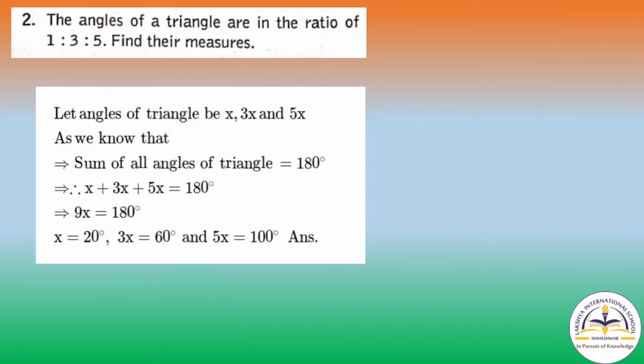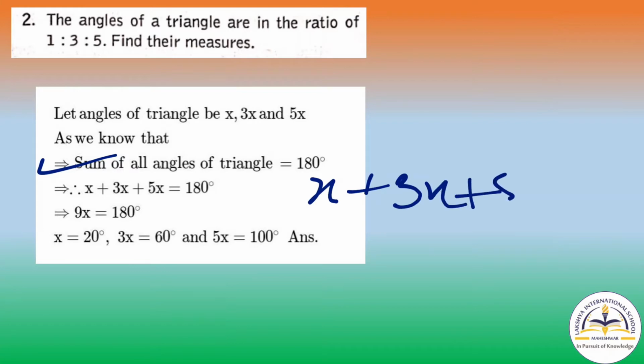Now question number 2. The angles of a triangle are in the ratio 1:3:5. Find their measures. Now let the angles of the triangle be x, 3x and 5x. Here we have considered the triangle angles as x, 3x and 5x. Now we know that the sum of all angles of a triangle equals 180 degrees. So x plus 3x plus 5x equals 180.